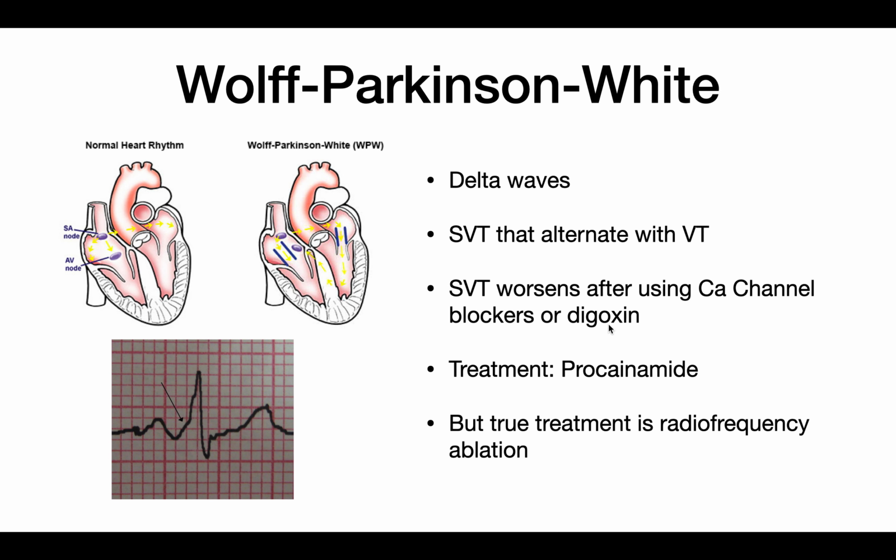So usually diltiazem is used to treat atrial fibrillation, right? If it worsens after using diltiazem, you have to use procainamide instead. And that will treat the symptoms, but the true treatment is ablation of the extra tissue. So if we ablate this, the current will go to the correct nodes, right? There's not going to be a re-entrance.